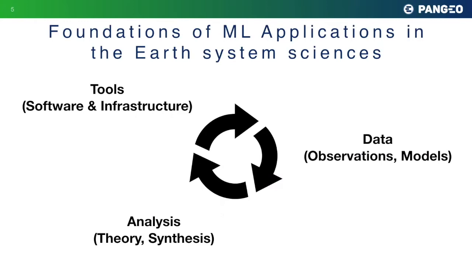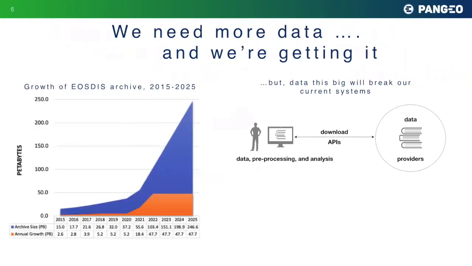There's the data. So this comes from both observations and models. And then there's the analysis process that the scientist is involved with most directly, where there's some interplay between synthesis and theory, and the foundations for machine learning really include all of these things.